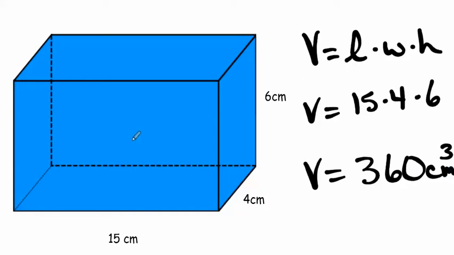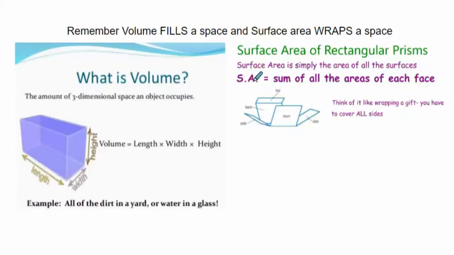So that's the new thing today, looking at the units that go with surface area and the units that go with volume, and then also figuring out the volume of a rectangular prism. Now we're kind of putting it all together. We're going to do both volume and surface area together.